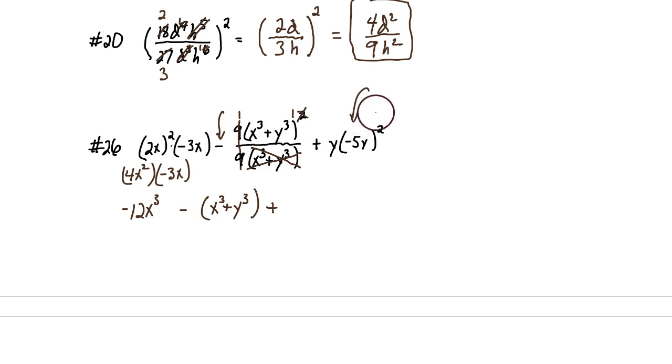Now let's focus over here. Before we can multiply the y, we have to do that exponent. So we have y times negative 5 squared makes 25, and y to the second power is y squared. Multiplying these together, we get 25y cubed. Let's look for like terms. Negative 12x cubed subtract 1x cubed. That makes negative 13x cubed. Then we have negative y cubed plus 25y cubed. That makes positive 24y cubed.